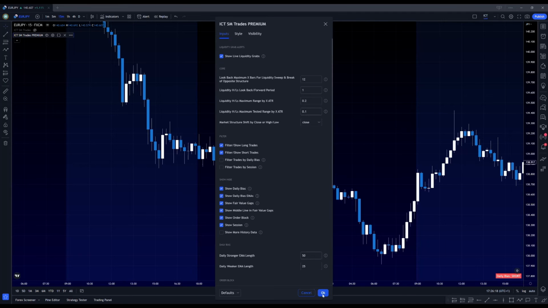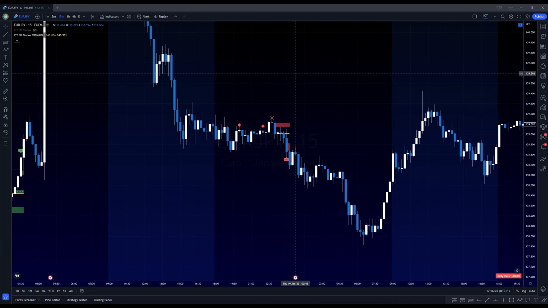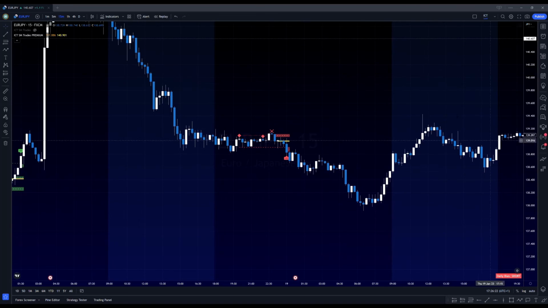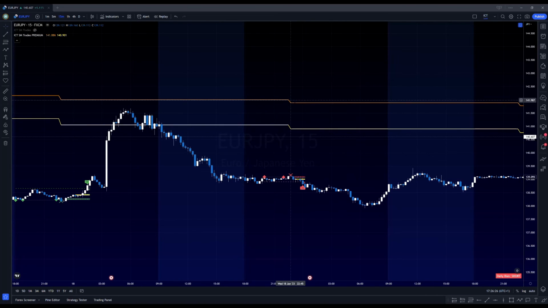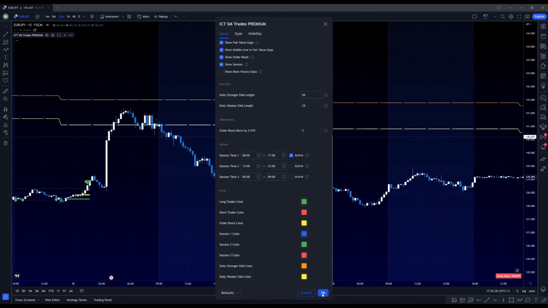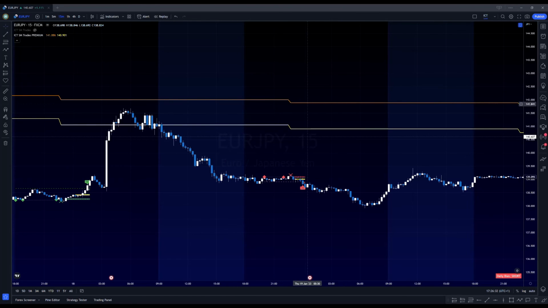If I turn them on, yeah, I can see them. This is the orange, this is the stronger, right? Yeah, this is the stronger and this is the weaker. So the weaker is below the stronger.